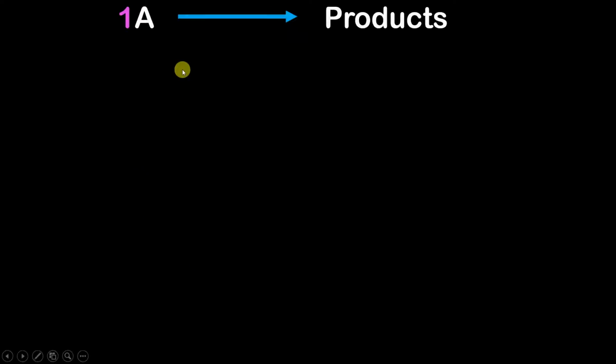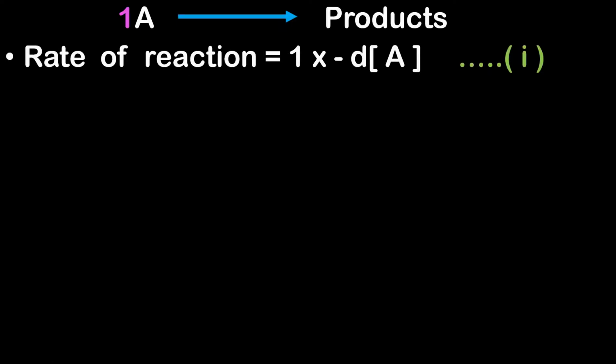And to understand the integrated rate law, let us consider a simple reaction over here. Now here, as you can see, A is nothing but the reactant and it gives us products, and this one is nothing but the stoichiometric coefficient. And we all know the formula for rate of the reaction is nothing but 1 upon the stoichiometric coefficient into change in concentration of A divided by change in time.